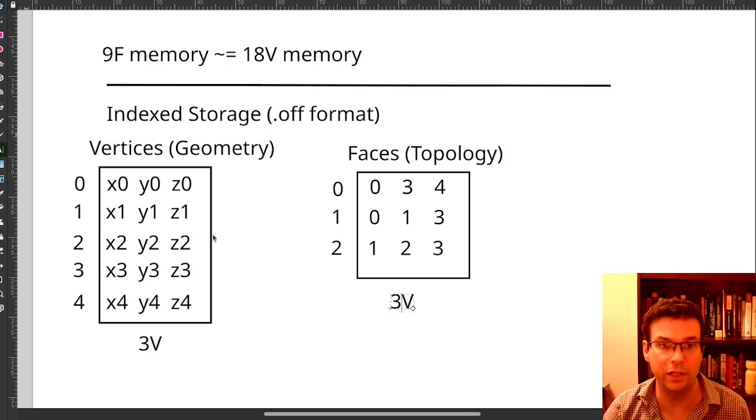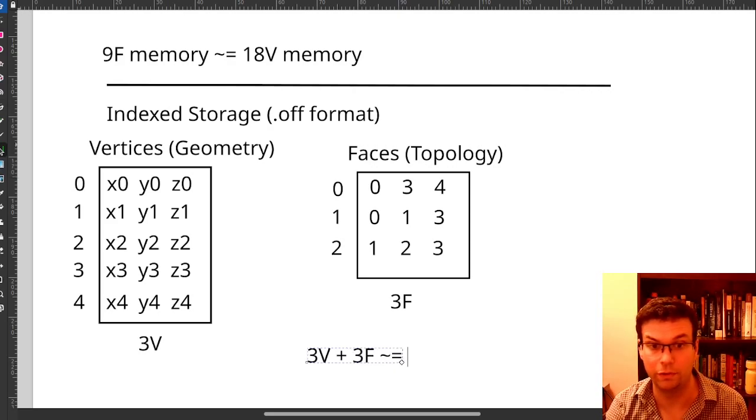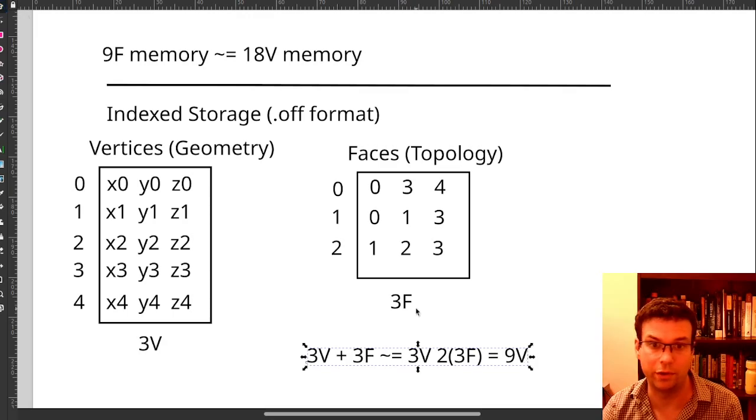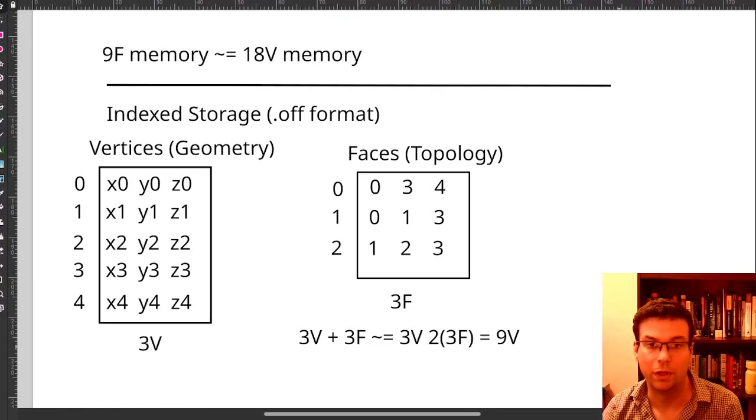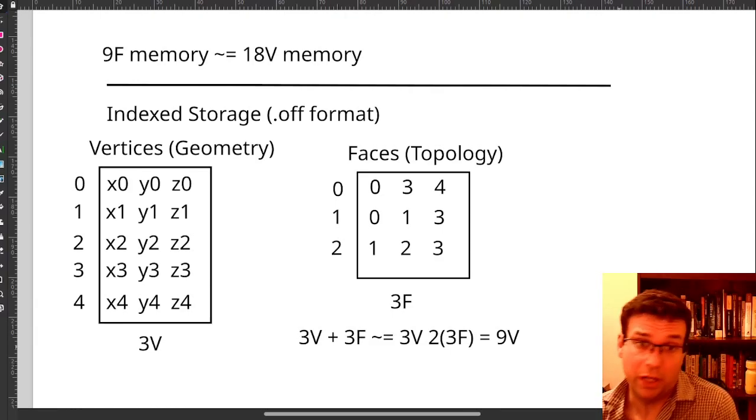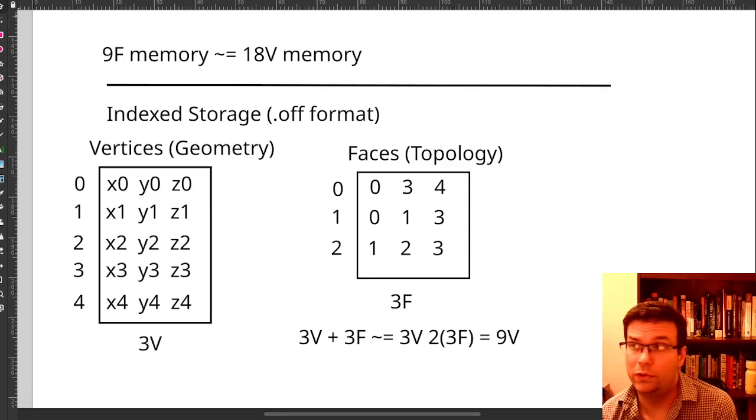Altogether, 3V plus 3F is actually 9V, right? Because we know there's twice as many faces as vertices. So I would say 3V plus 3F, which is approximately equal to 3V plus 2 times 3V, which is equal to 9V. So actually the memory is also better than the memory was for this naive structure. And so this is a very commonly used data structure. It's used in all the meshes in the library ggslack that I gave you.